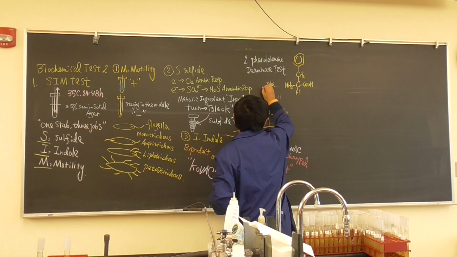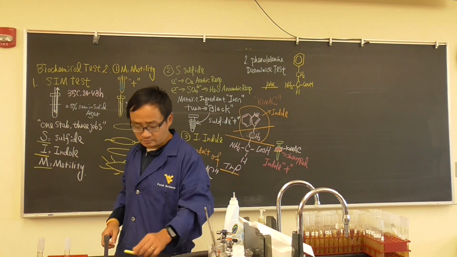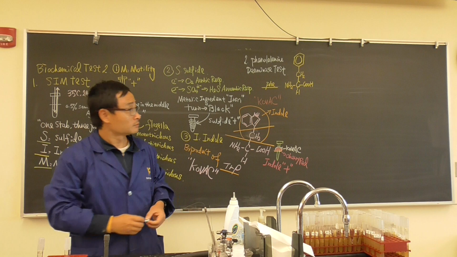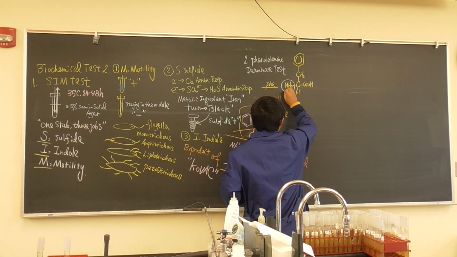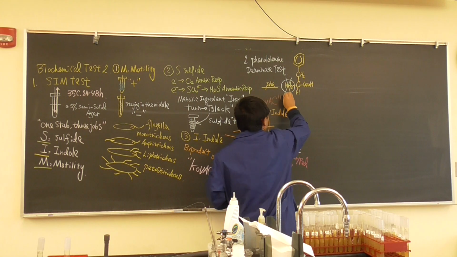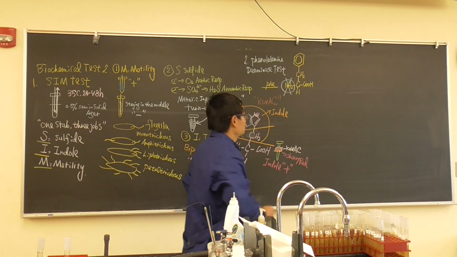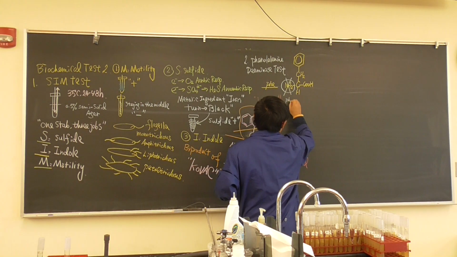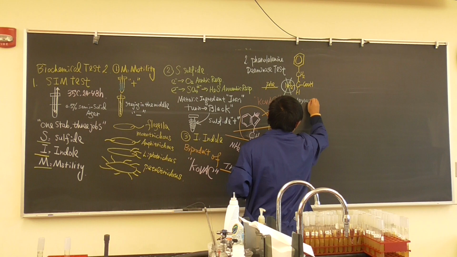PHE, just say phenylalanine. What is deaminase? This group is taken out, it is gone. So the left side, what is that? Phenylpyruvic acid, or phenylpyruvate.